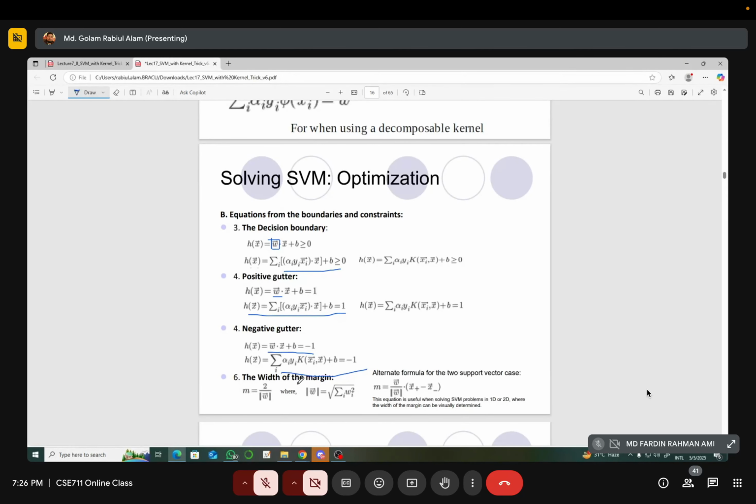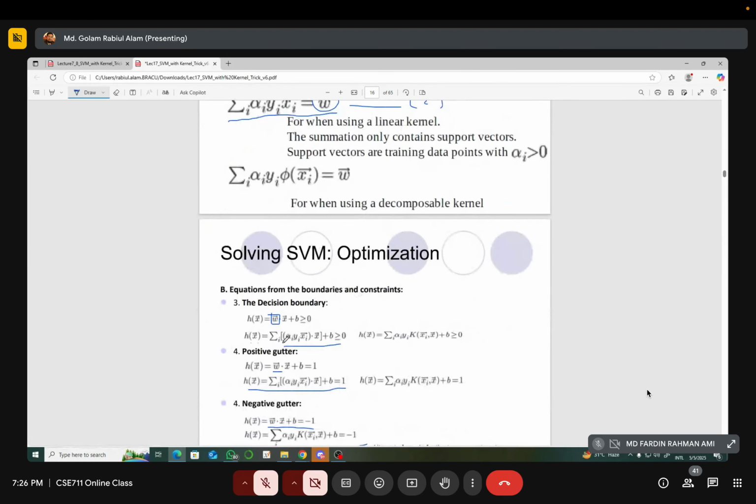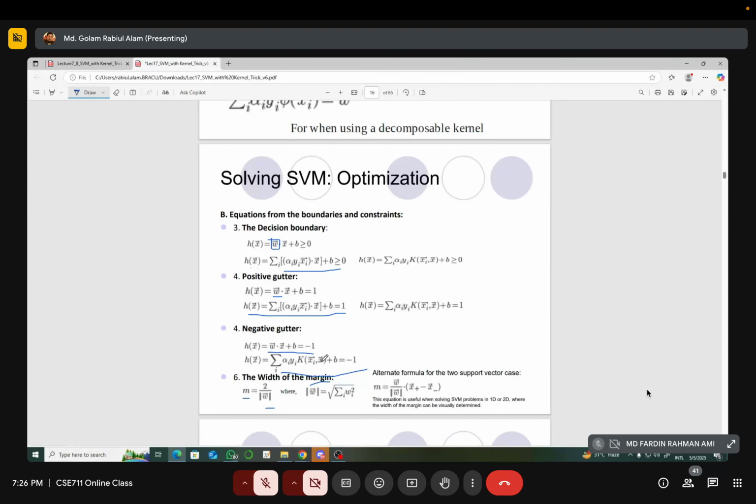Similarly, if we want to find out the width of a margin, then it will be 1 by W plus 1 by W, that is 2 by W, where we know the value of the W. So the width of the margin we can also find out. In that case, maybe we will get two equations, and here is 3, 4, 5, 6, total 6 equations we will get. So using these 6 equations, we can find out the value of the W and also B. Then how can we do that?